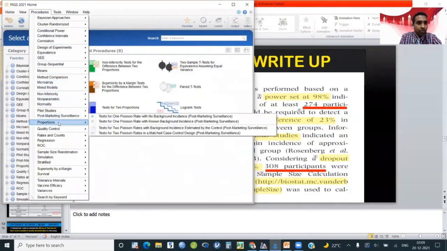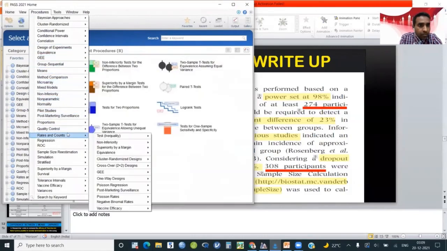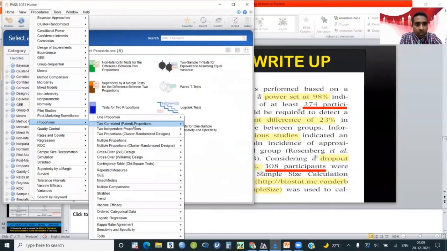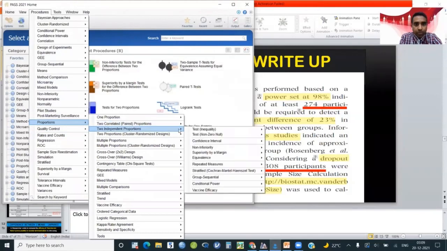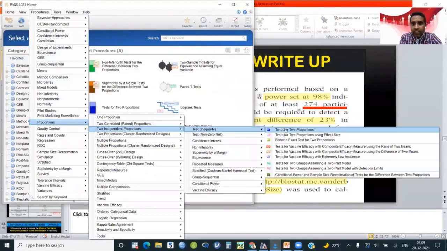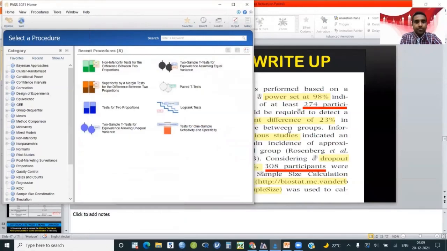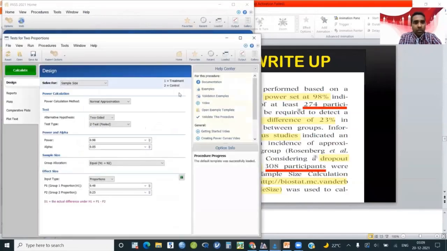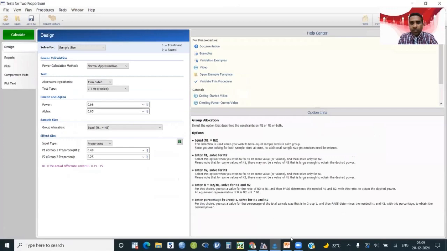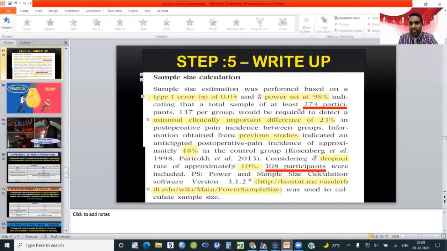It is a proportion based study, right? Proportions, two independent proportions, test for inequality, test for two proportions. So what is the power they have kept? 98% power and 5% alpha and 48%, and the minimal difference is 23%. Let us feed the data here.